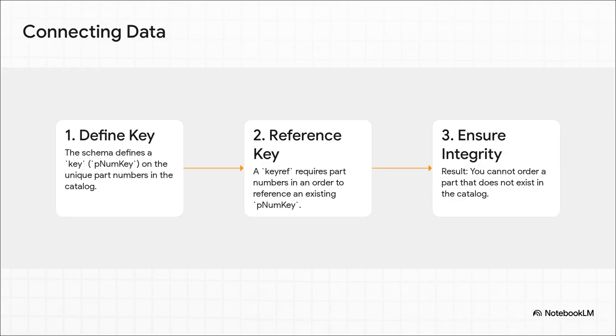It works like this. First, the schema defines a unique list of all the valid part numbers and calls it a key. Then it sets up a rule that says any part number used in an order must reference a value from that key list. And the result? It is now literally impossible to order a part that does not exist. A simple check like this can prevent massive, expensive downstream errors.